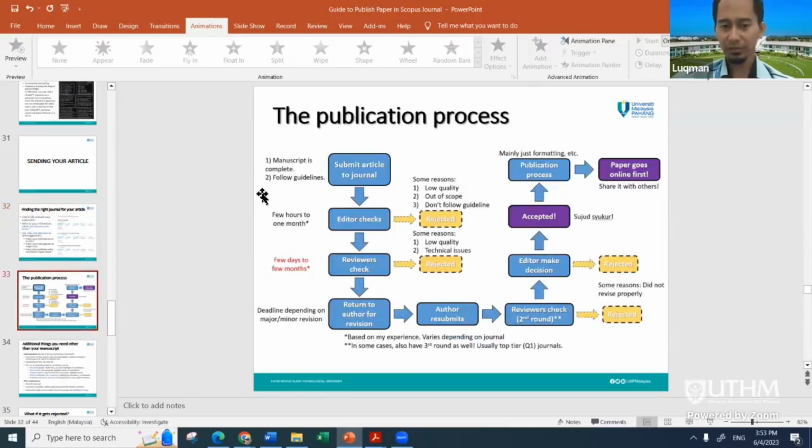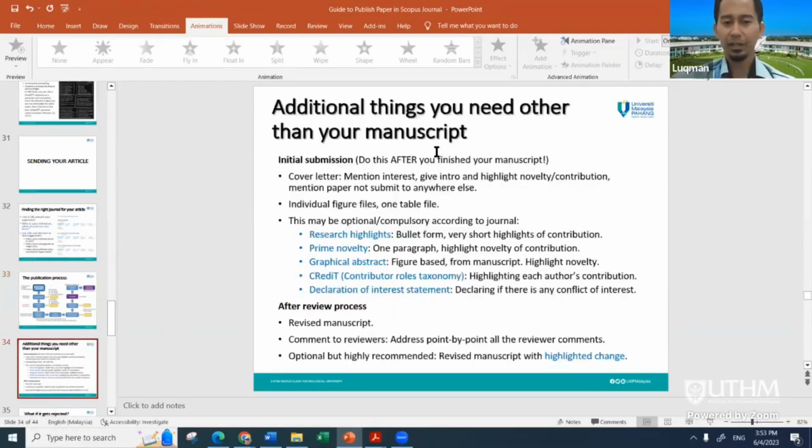The publication process is also in my book. So what you can expect, and it's a long road. It's not just submit, then you get rejected or accepted. There are a few things to go through. Additional things you need for your manuscript: you have your manuscript, your article, but that's not all. You have a cover letter, highlights, sometimes novelty, they ask for a graphical abstract, credit, declaration of interest, things like that.